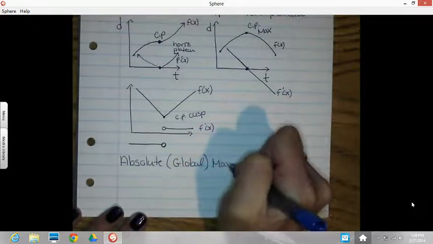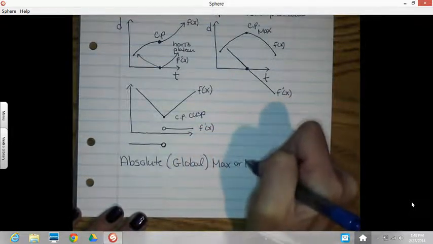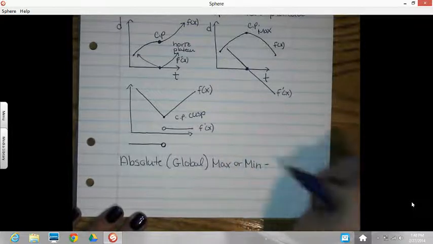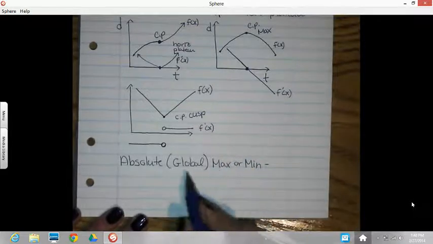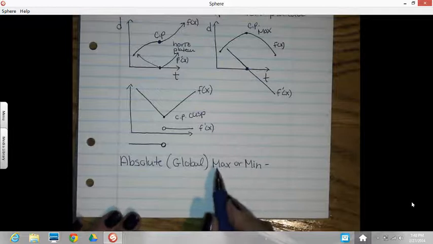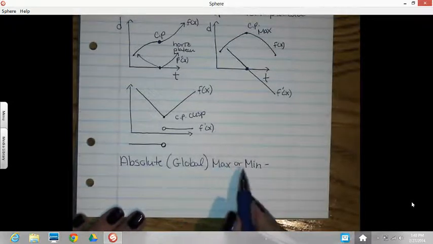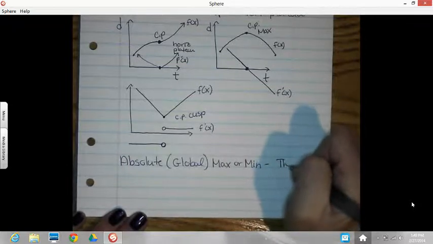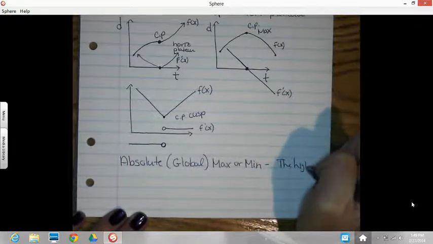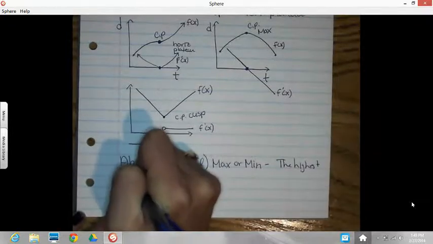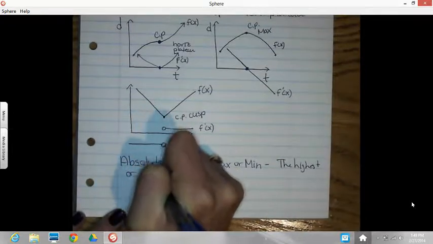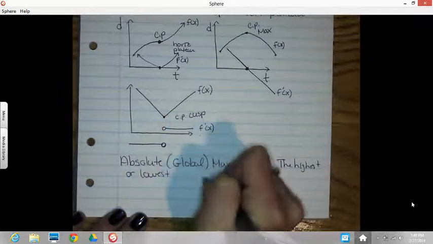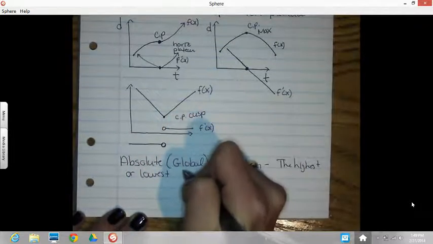A global max would be the highest point for the entire graph. The min would be the lowest point for the entire graph. So it's the highest or lowest if it's a min, point on the graph.